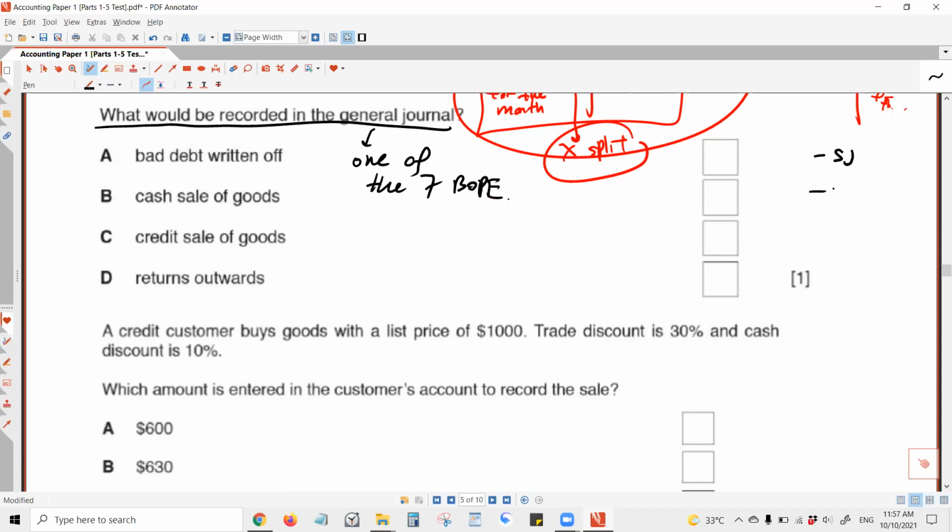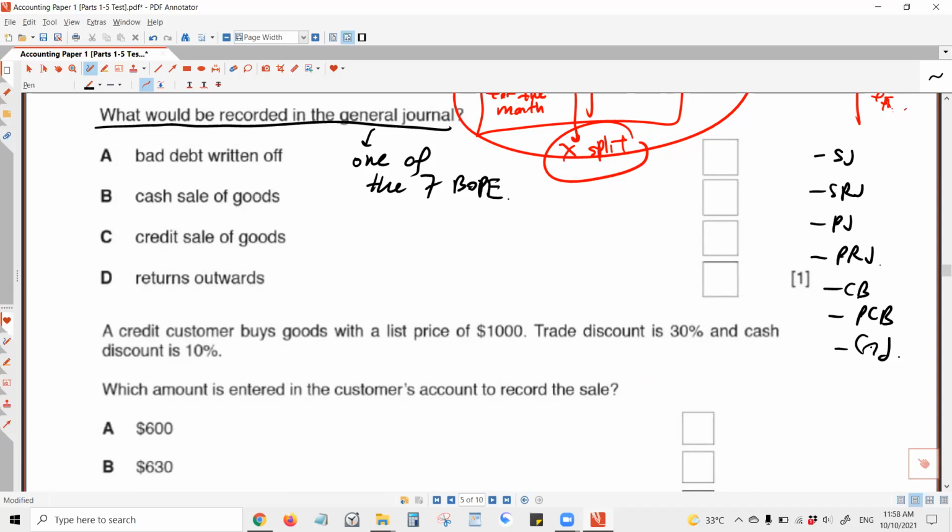The sales journal, sale return journal, purchase journal, purchase return journal, cash book, petty cash book, and general journal. The names of the 7 books of prime entry you must remember.